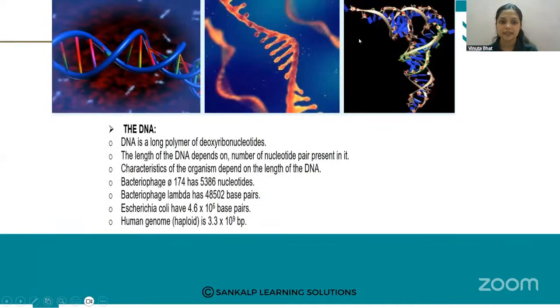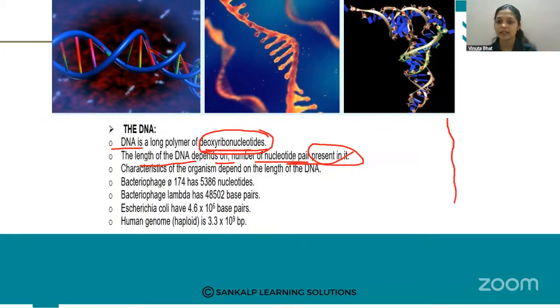The DNA is a polymer of deoxyribonucleotides. What are deoxyribonucleotides? We will learn that in the next slide. The length of the DNA depends on the number of nucleotide pairs present in it, and the characteristics of the organism depend on the length of the DNA.